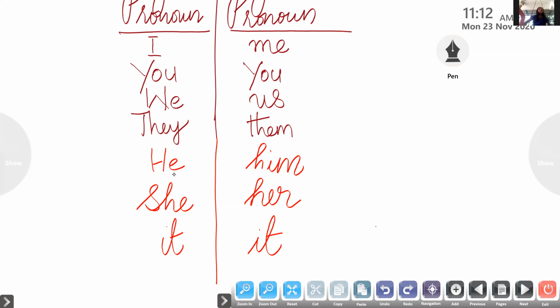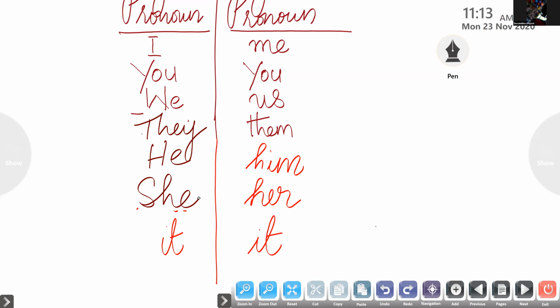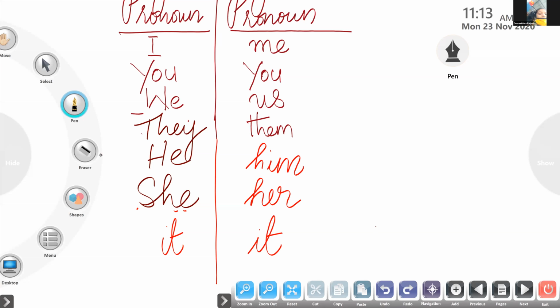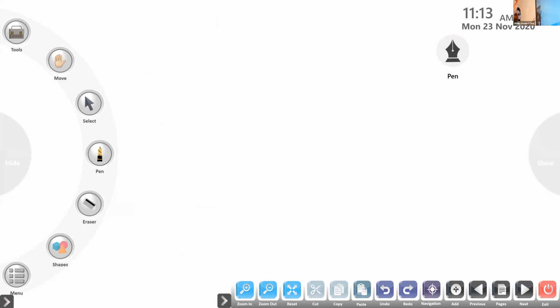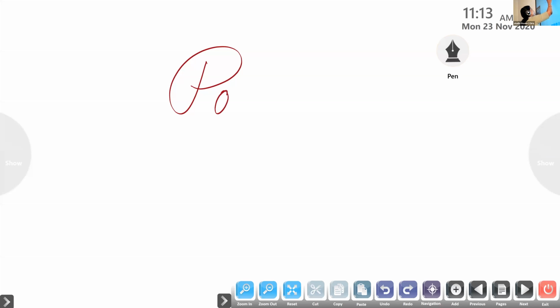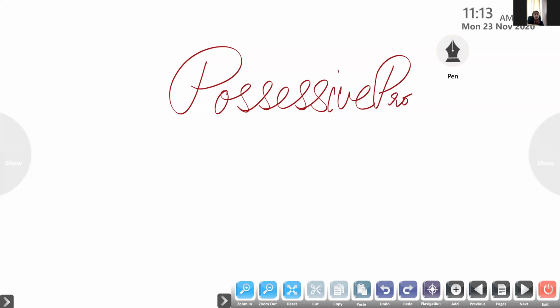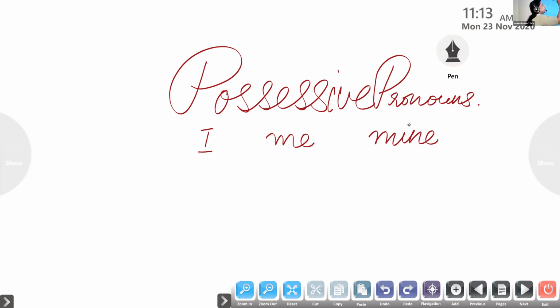And we have already learned about the possessive pronouns. Which are the seven possessive pronouns? Mine. Yes. For I, which possessive pronoun do we use? If it is an object, we use me. If it is a possessive pronoun, we use mine.